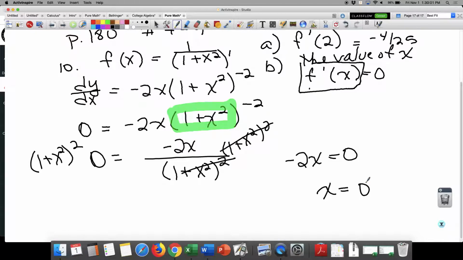On a question like that, will you sometimes get multiple answers? You can, absolutely. They might say, what are the possible values of x? And you would have a quadratic, more than likely, and then you would use your polysolve. But it wouldn't be in the vertex. Okay?